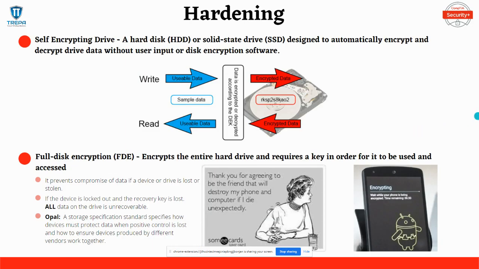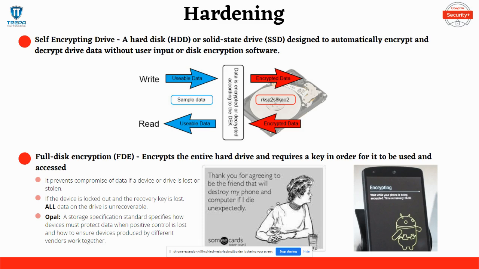Some more hardening techniques. Another hardening technique is disk encryption, which will protect our data at rest on our systems. A self-encrypting drive is designed to encrypt and decrypt drive data without the need for user input. So this is again just full disk encryption, but self-encrypting is a little bit more automated, right? And now let's go over full disk encryption.